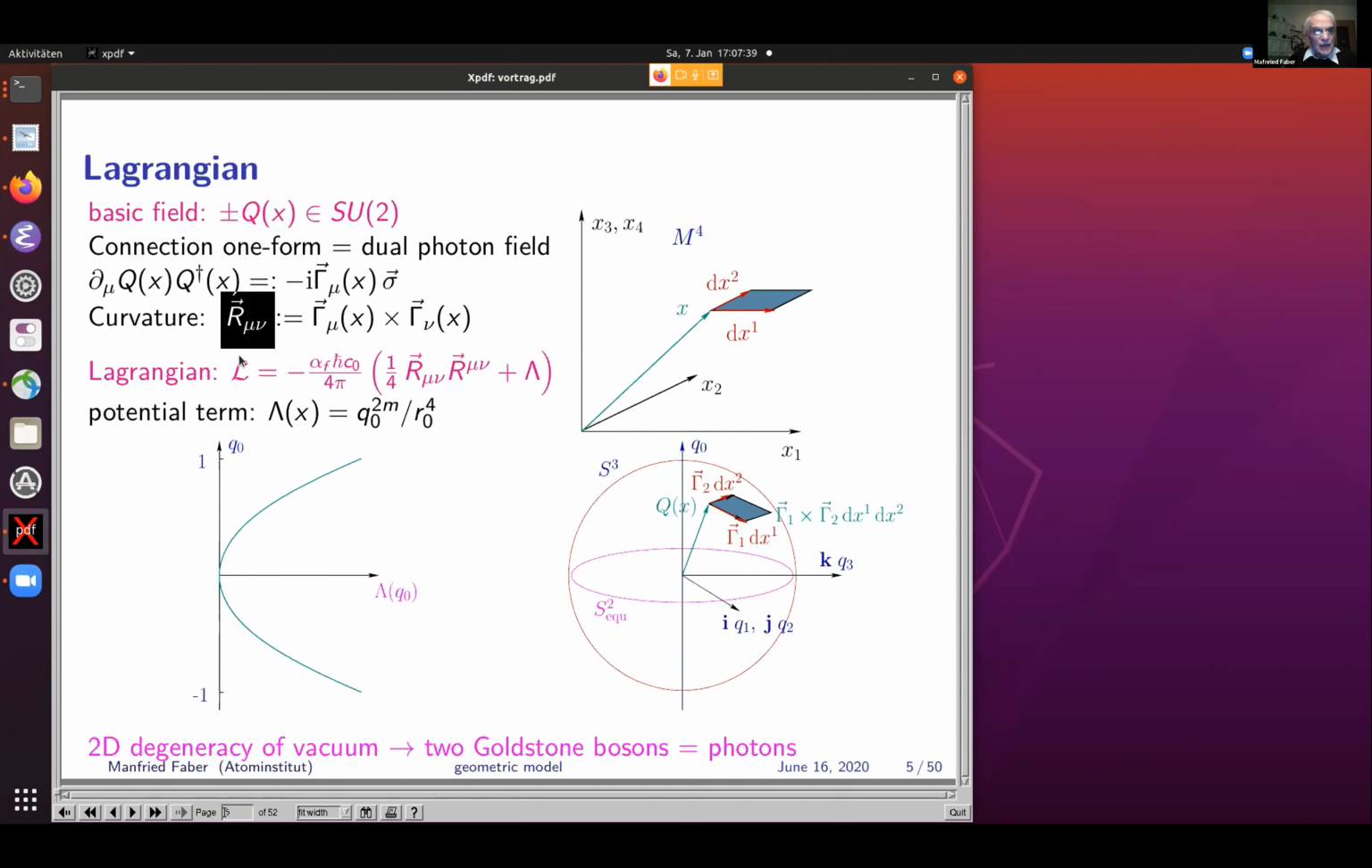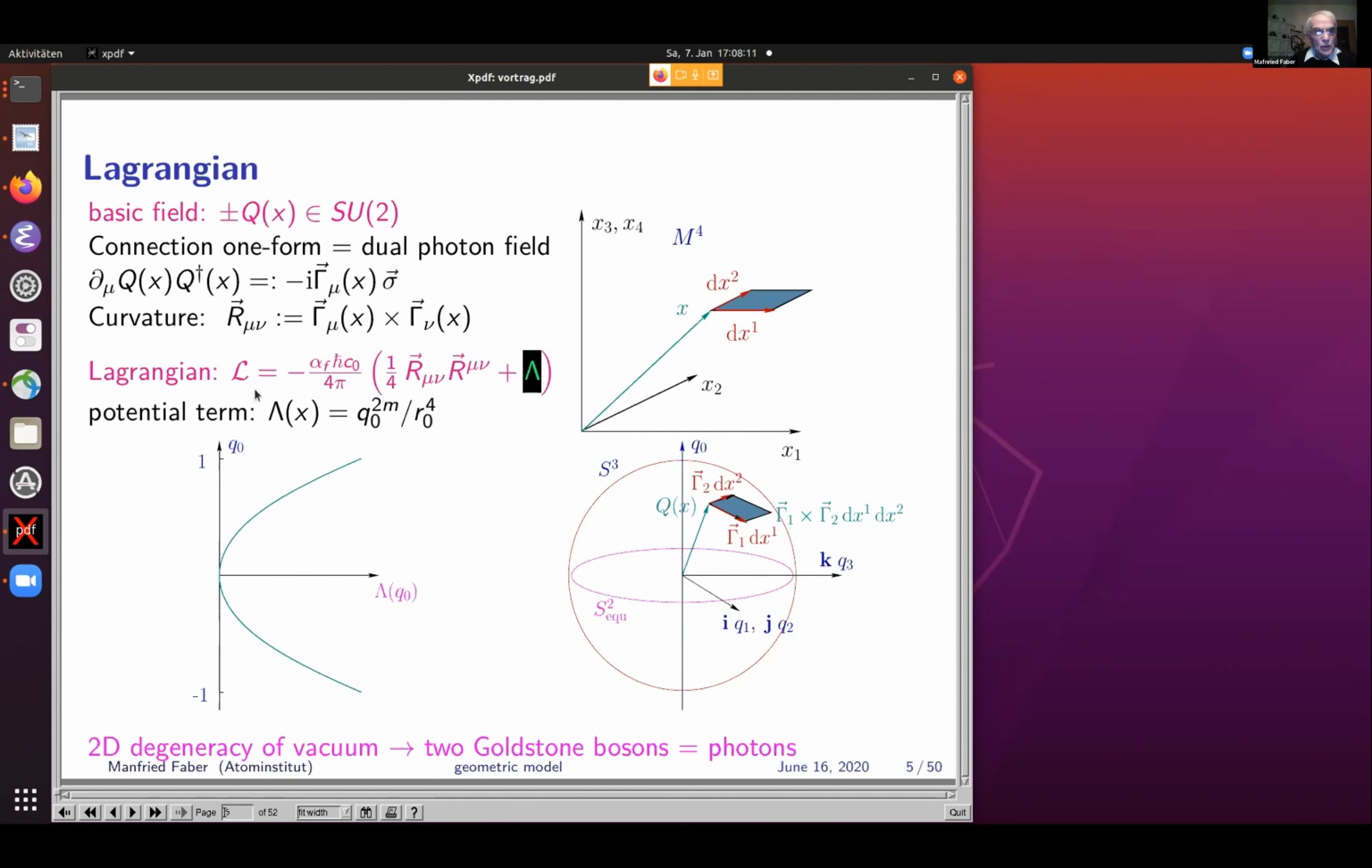Now I define the Lagrangian. The Lagrangian density has the structure 1/4 R mu nu squared, similar to 1/4 F mu nu squared in electrodynamics. The prefactor is alpha h bar c over 4 pi, and in addition, I need a potential term. The curvature term smoothes solitons, and the lambda term compresses solitons.